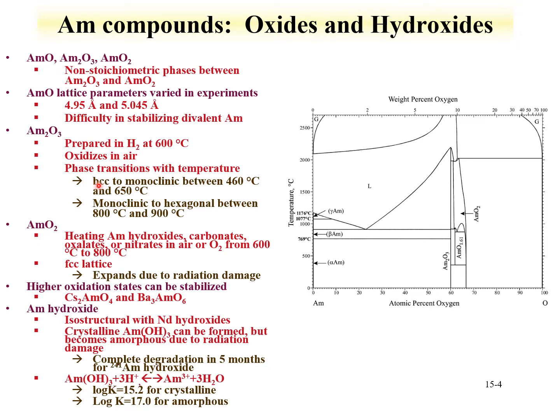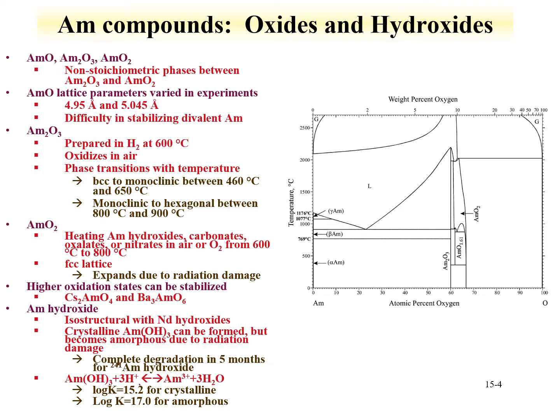There are phase transitions of this material going from body-centered cubic to monoclinic between around 460 to 650 degrees, and monoclinic to hexagonal between 800 and 900 degrees C. From the phase diagram, one can see where the trivalent Americium oxide species is preferentially formed as a function of the atomic percentage of oxygen.